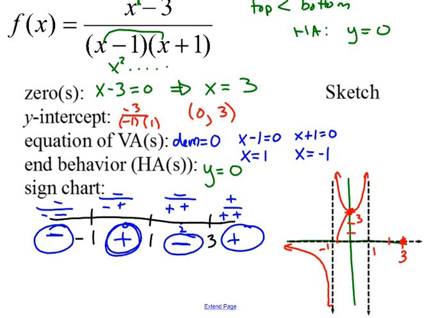And then from 1 to 3, we're going to be negative. So I'm approaching my asymptote and I'm negative, and then past 3, I'm positive. So that's what my graph would look like.